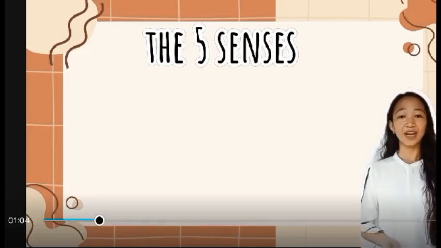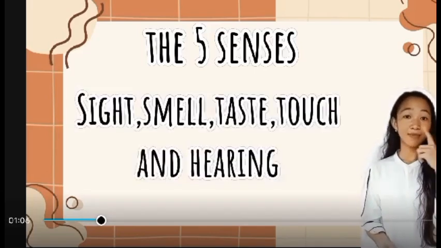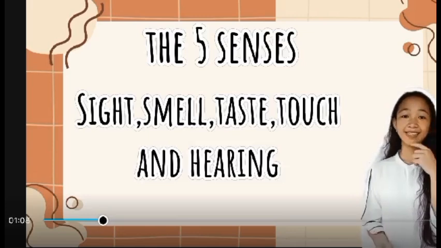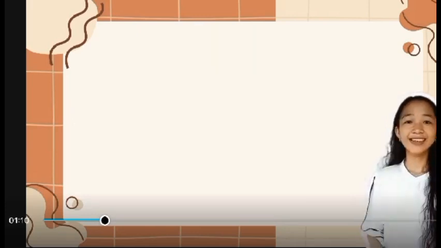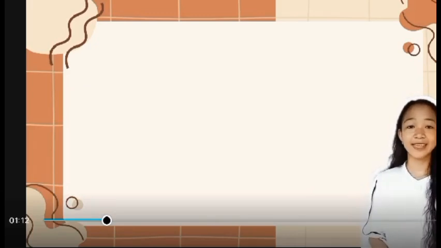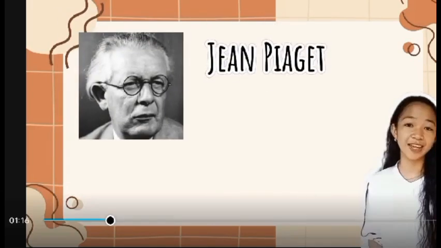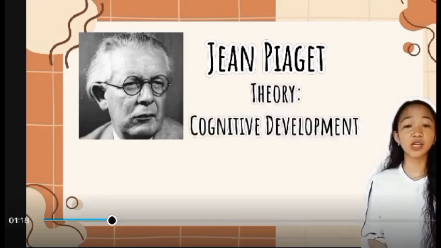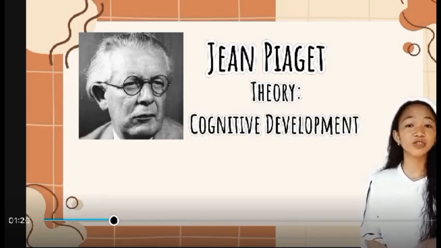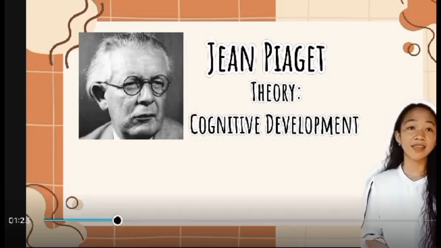Yeah, that's right. We have the sight, the smell, the taste, the touch, and the hearing. So for today, I will be discussing the philosopher Jean Piaget, and his theory is about cognitive development. Jean Piaget was born on August 9, 1896.